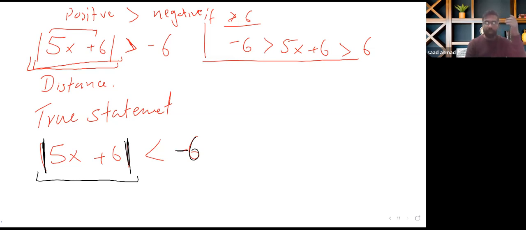But does it make any sense? No, what I'm saying here is the distance between the point 0.